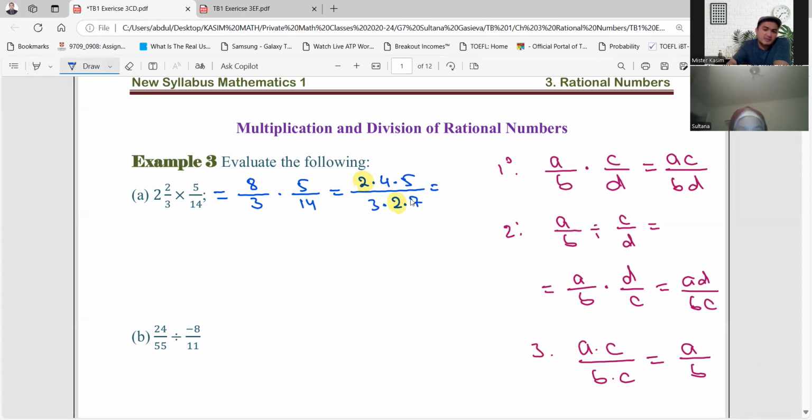After that, I cannot simplify anymore because they don't have any common factors, right? So 4 times 5 is 20, and 3 times 7 is 21. 20 over 21, that's the answer. As you see, the numerator is less than the denominator. We cannot simplify anymore. That is the answer.